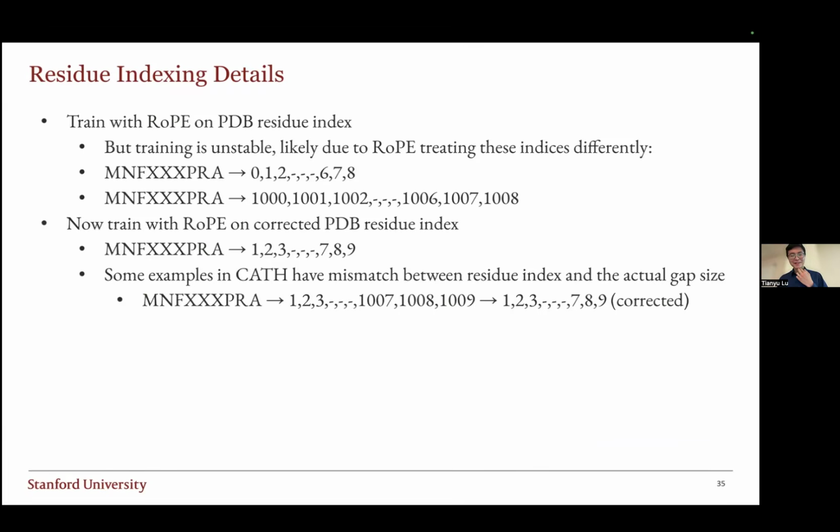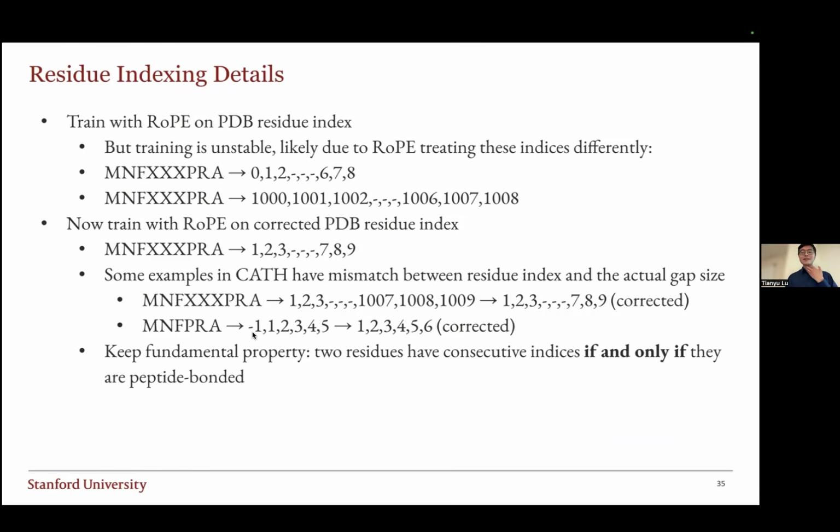So basically the problem is a lot of examples in CATH have a mismatch between the residue index and the actual gap size. The model will think there's a gap of over 1,000, but in reality there are only 3 missing residues. The residue indexing is assigned by the authors through a series of conventions in their field. It doesn't have to be monotonically increasing even. It could go backwards, it could be negative, it could skip 1. There are cases where it just skips residue indices entirely.